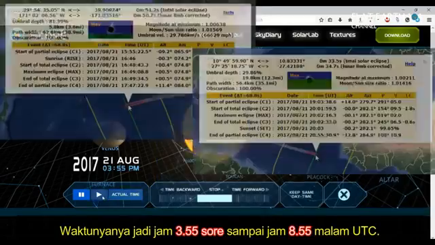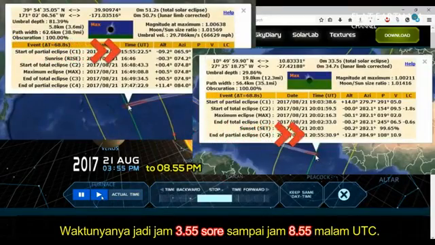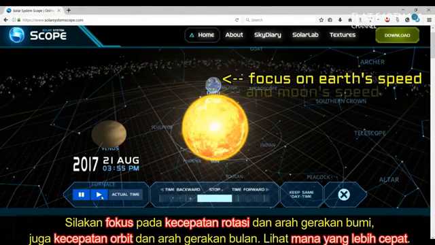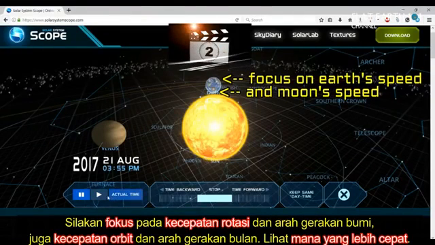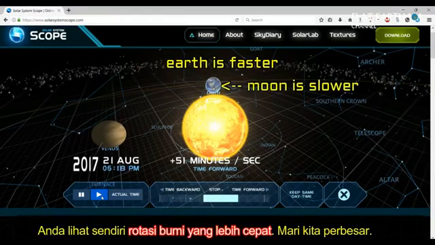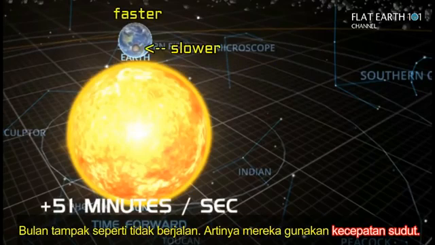The time will be 3:55 p.m. to 8:55 p.m. Please focus on the Earth's rotation speed and direction, also the Moon's orbital speed and direction. See which one is faster. Ready? Go! You see that the Earth's rotation is faster. Let's zoom in. The Moon is almost like not moving.